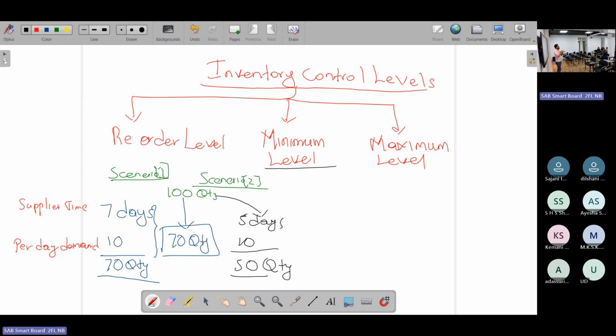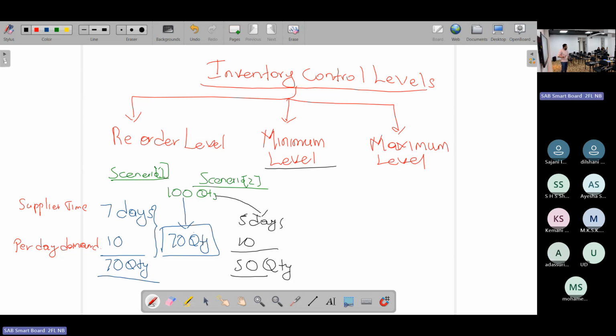Minimum level means you should keep in your organization at least this much stock in order to fulfill your customers' demand. Below that, immediately you will get zero balance. That is called minimum level.